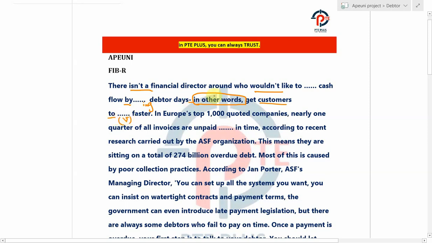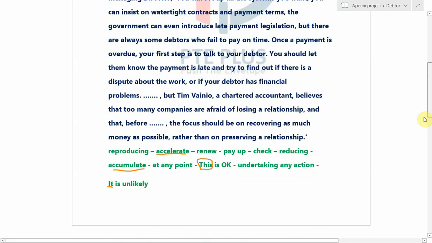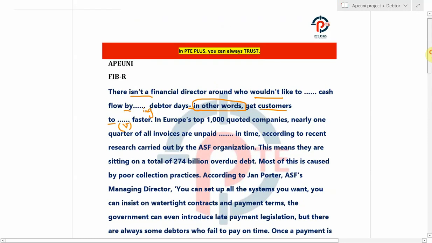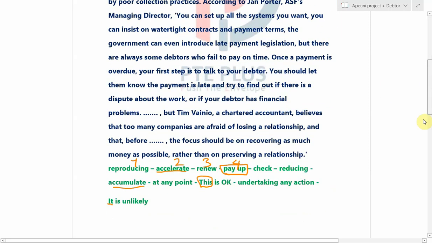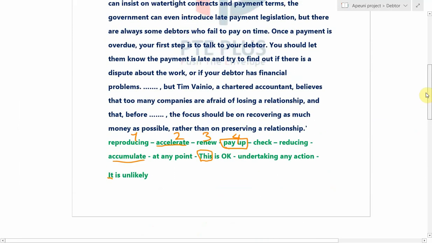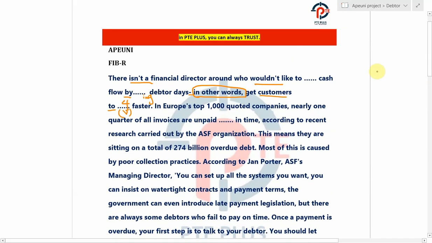We need a verb here. It's about debt, and we have customers. Get customers to pay up faster. Pay up means to pay your debt, to pay back your debt. So here we would like to accelerate. Accelerate means making something happen faster. You accelerate cash flow by doing something with debtor days.